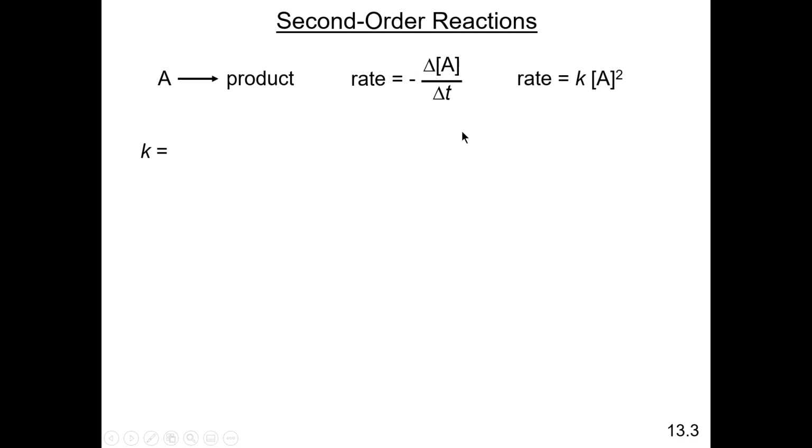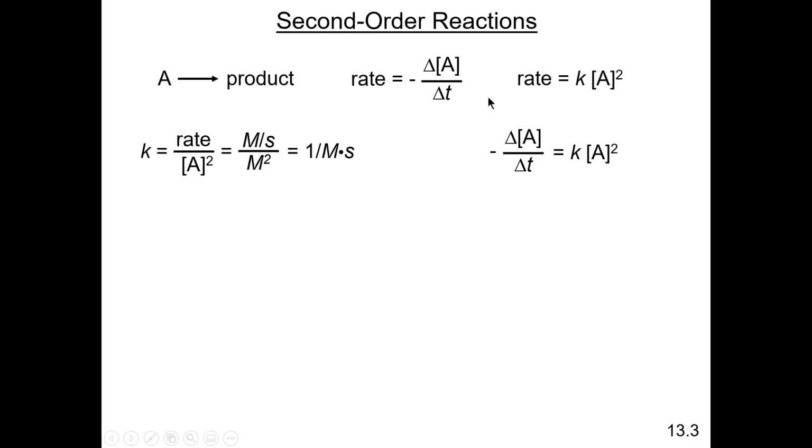All right. So we can rearrange this to get this expression. And in doing that, we can determine what the units for k would be. The unit for rate is M over s. The unit for concentration of A squared would be M squared. And this simplifies to 1 over M times s. So that would be the unit of k. Of course, as far as the time part is concerned, that could be hours, minutes, and so on. So setting this equal to this will give you this expression.